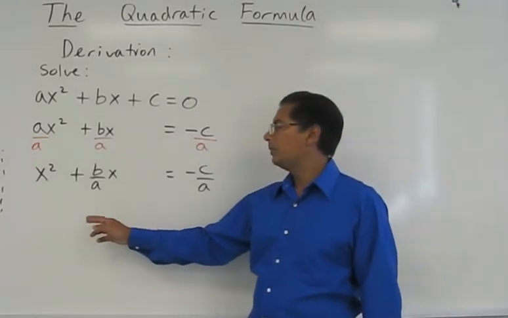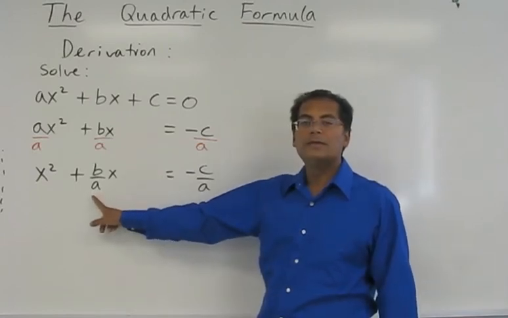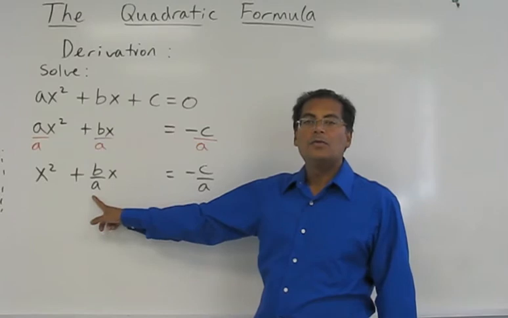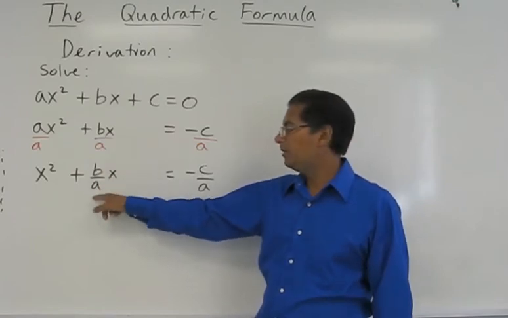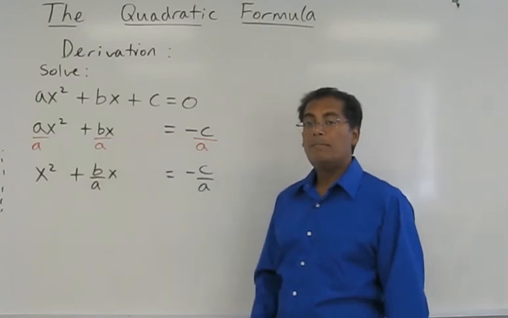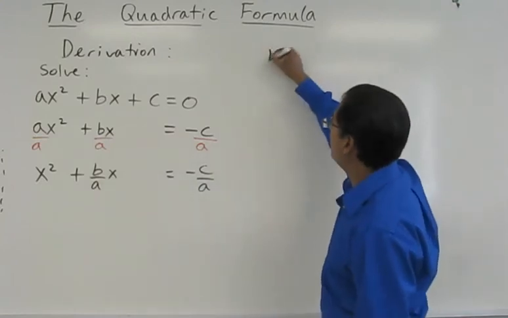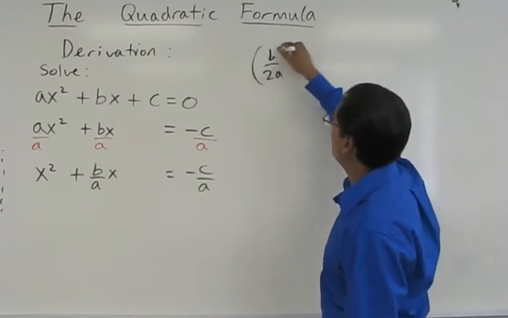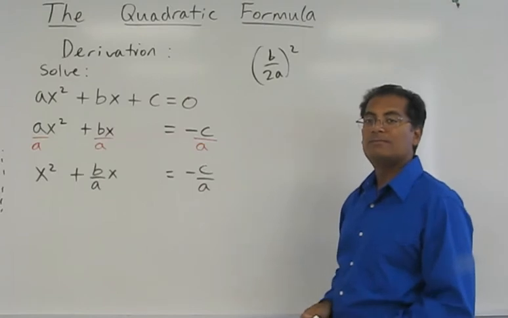Now remember, when we were completing the square, what we did was we took half of this middle term and we squared it. So what's half of b over a? It's b over 2a. So we make a note here: we're going to take b over 2a, square that, and add that to both sides.